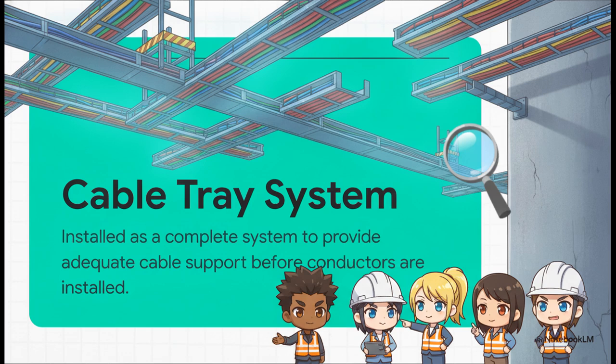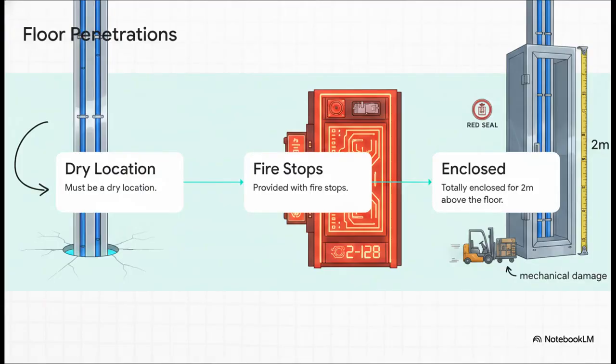Oh, and a really quick note from the code, these trays cannot pass through walls unless those walls are constructed of non-combustible material. Now picture a pretty common job site scenario. You need to run a cable tray vertically straight up through a floor. Can you do it? Well, yes, but Rule 12.22 slaps us with three very strict conditions.